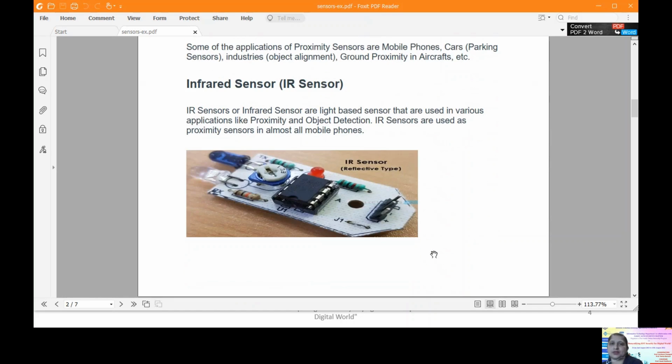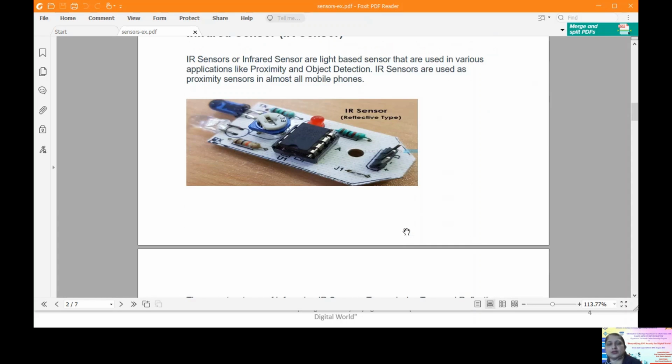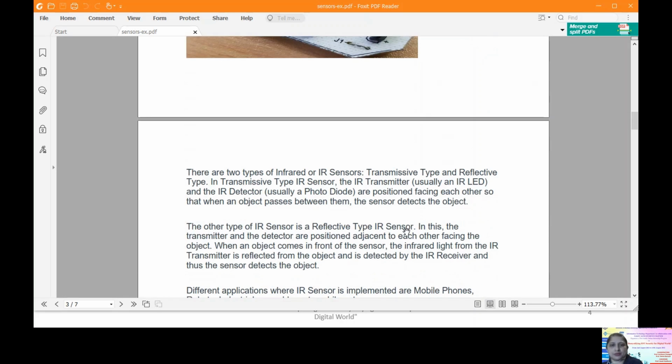Then the third example of a sensor is the IR sensor. What does IR stand for? Infrared sensor. It is a sensor that is used in various applications like proximity and object detection. Most commonly, IR sensors are used as the proximity sensor in almost all mobile phones. So the IR sensor is commonly used in all different types of mobile phones.